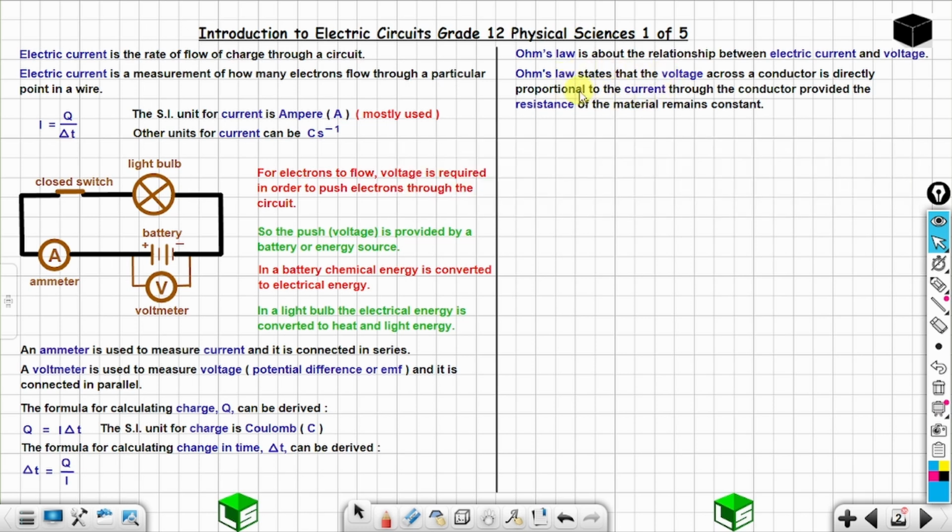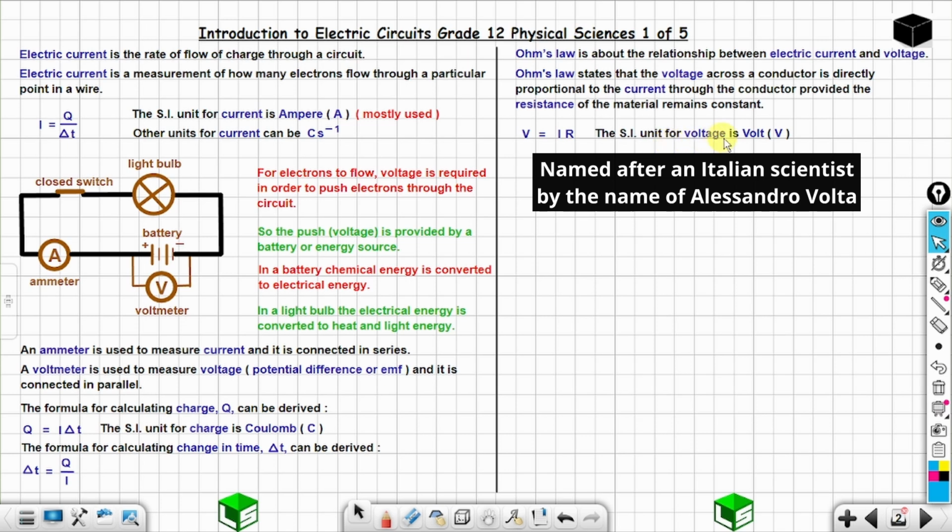So, using this statement, we can come up with this formula. The voltage is equal to the current times the resistance. The SI unit for voltage is volt. We use V to represent voltage, and we also use V to represent the unit volt.